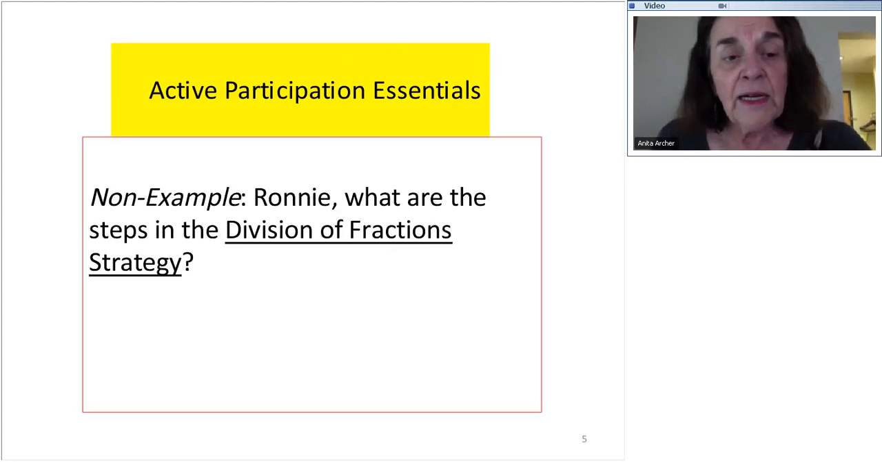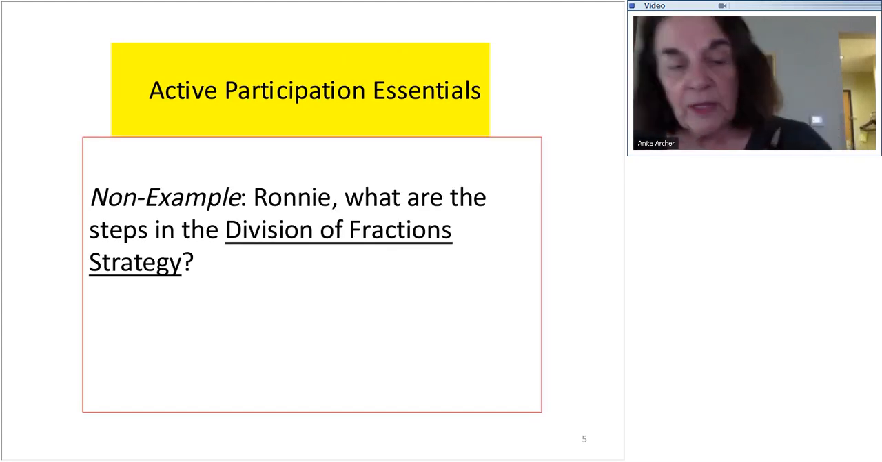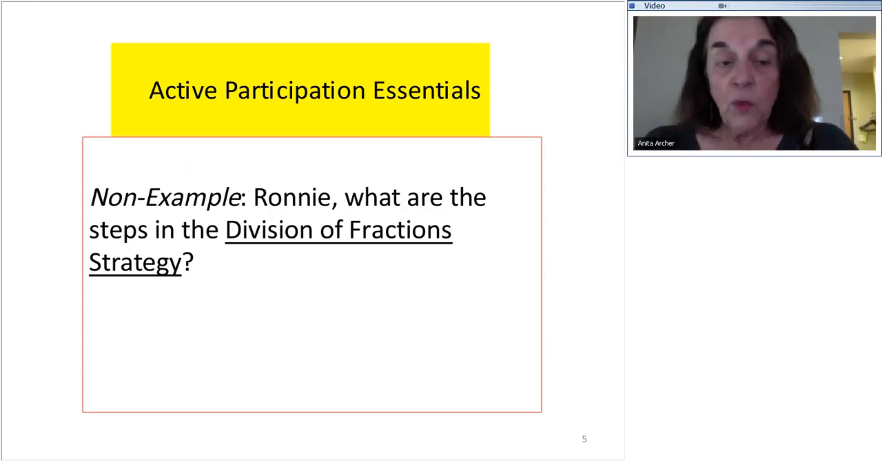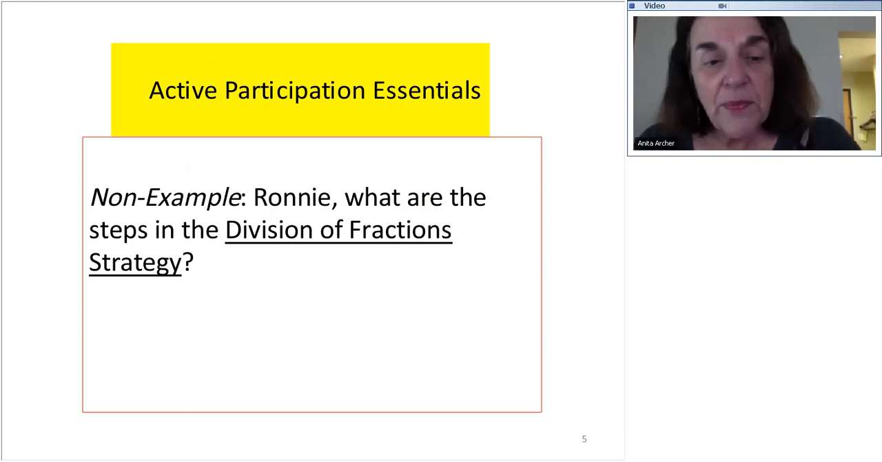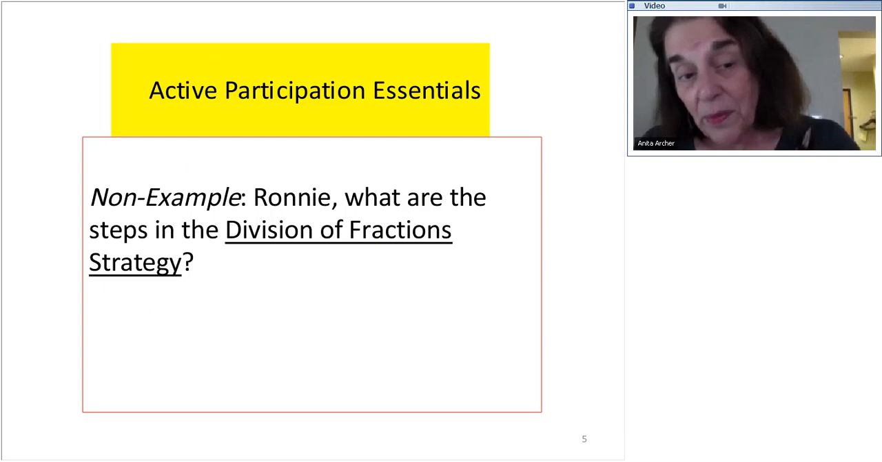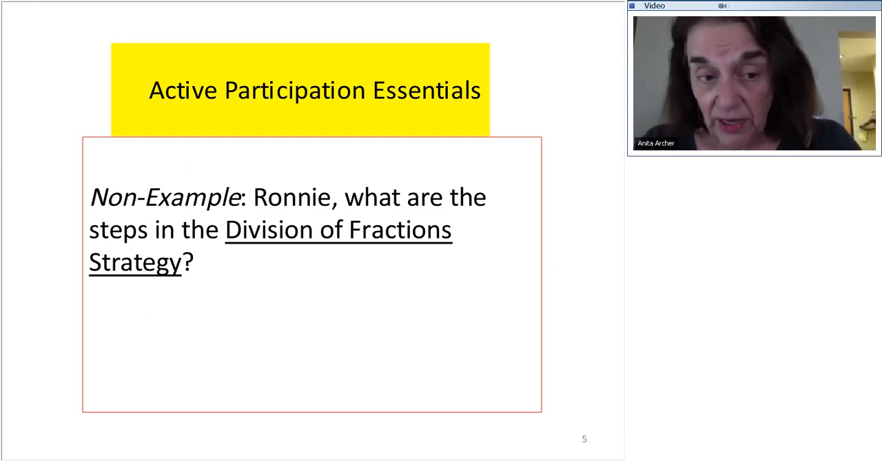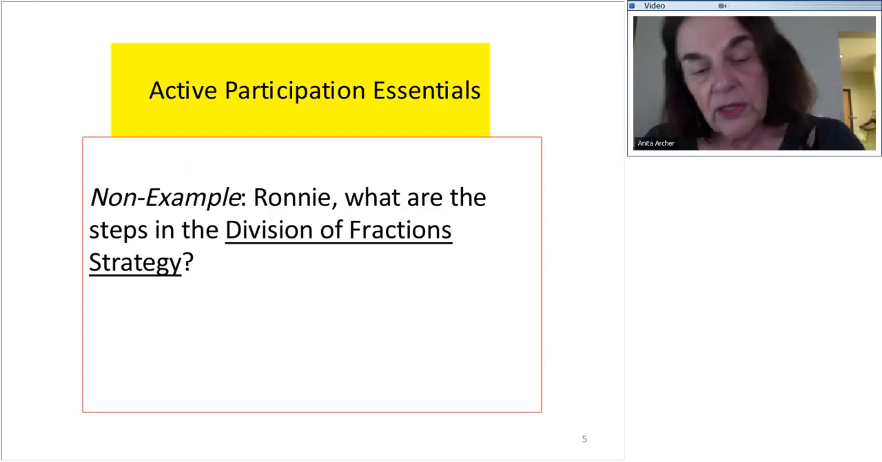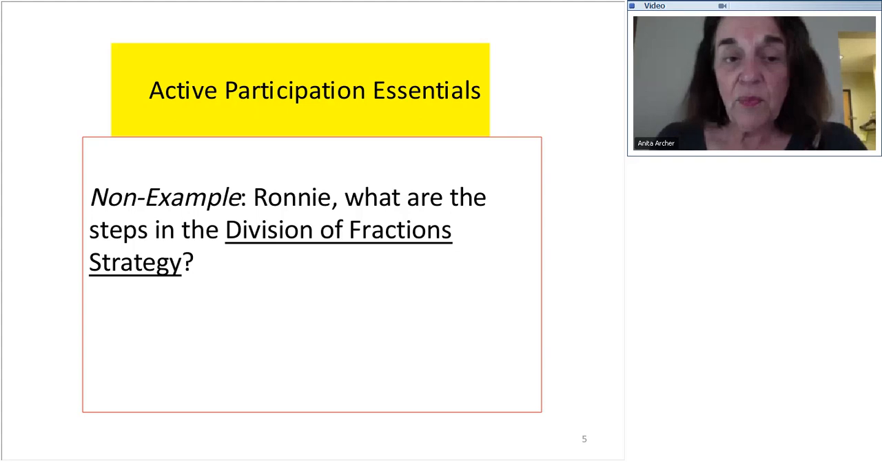So you could start with a non-example. Ronnie, what are the steps in the division of fractions strategy? Well, I've got a number of problems there. Only Ronnie's responding. No thinking time at all given. The failure to get everybody involved. So you could do this with your staff, have them think of, well, what would be the options? So I just wrote up one.